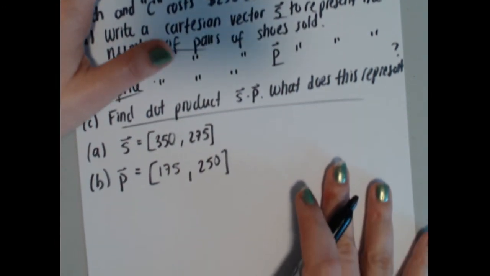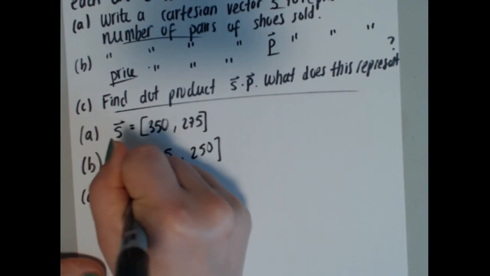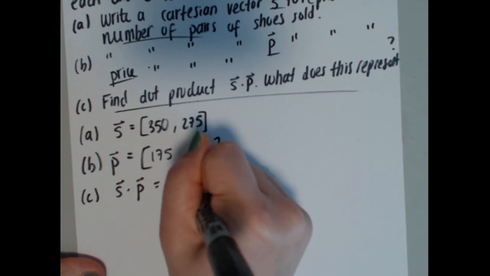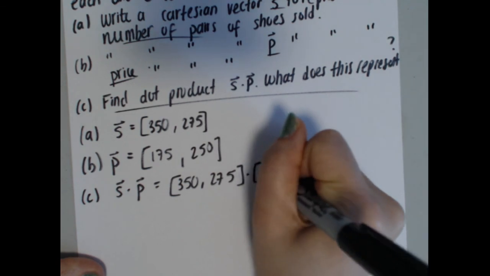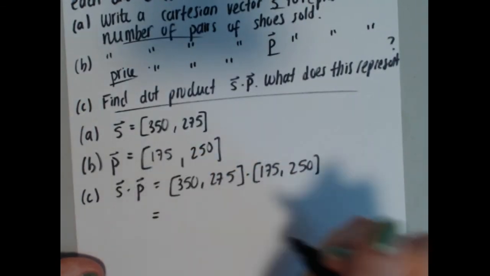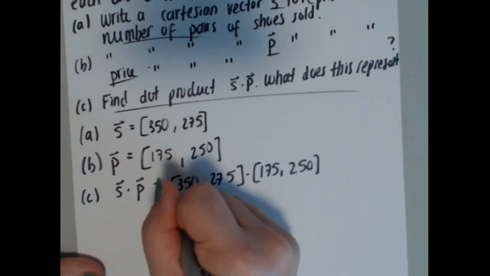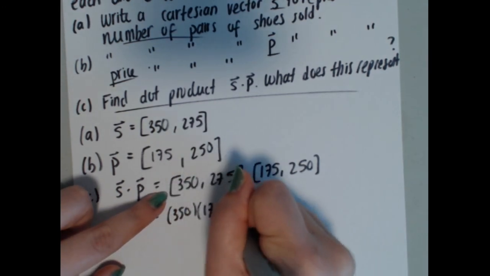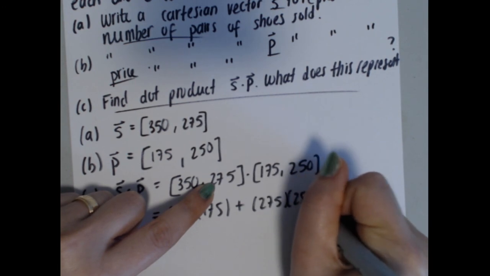Okay, now what's most interesting here is going to be the result of part C, the dot product. So if I have S dot P, that's essentially ⟨350, 275⟩ dotted with ⟨175, 250⟩. And so I multiply the x values together and the y values. So that's 350 times 175 plus 275 times 250.